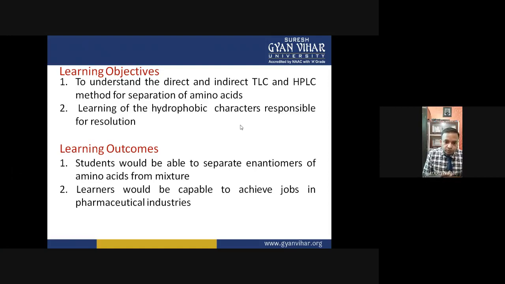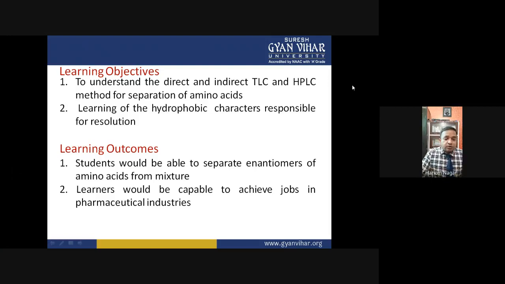So if they interact to a different extent, then they will elute from the column at different times. That means the retention times are different. But this depends upon the hydrophobic characters of these diastereomers of the R and S enantiomers of selenium-methionine, because on the basis of hydrophobic character, their distributions are different between the mobile phase and the stationary phase.